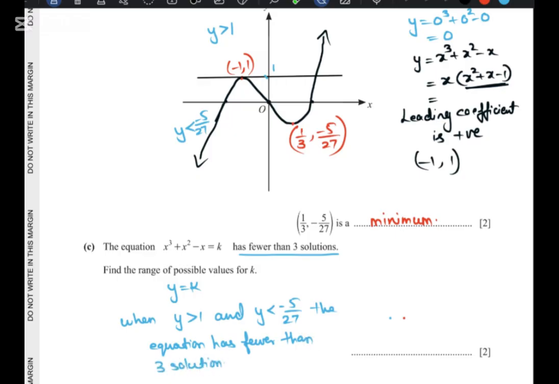So here y is equal to k, so you have to write the answer as k greater than 1 and k less than minus 5 by 27. This is the range of values for which the equation has fewer than 3 solutions.